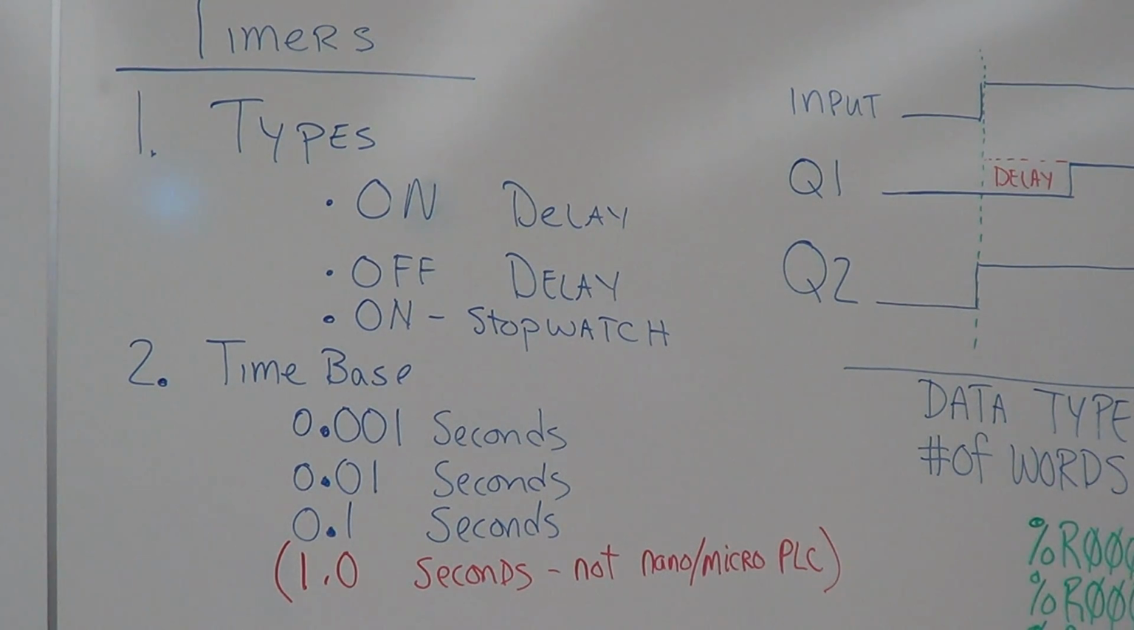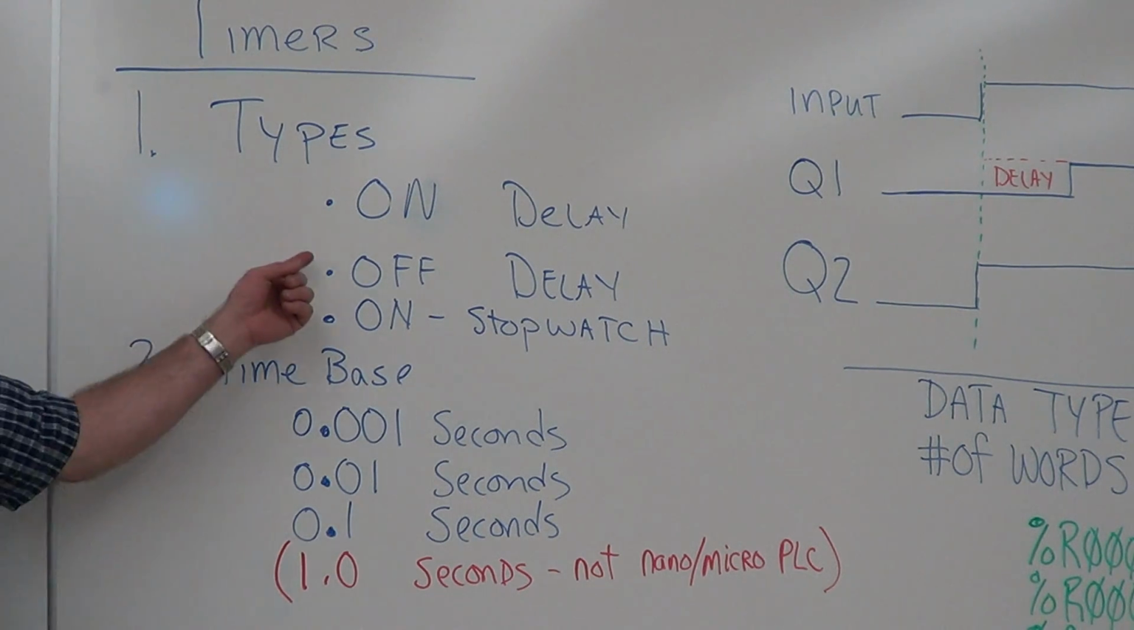Okay, we're going to talk about timers. Everybody should remember about timers from the first class. Okay, a little bit of a review and some new things. I'm going to talk about the type of timers you have. In Proficy, you've got 3 timers. You've got your on delay, got your off delay, and you have a third timer called a stopwatch timer.